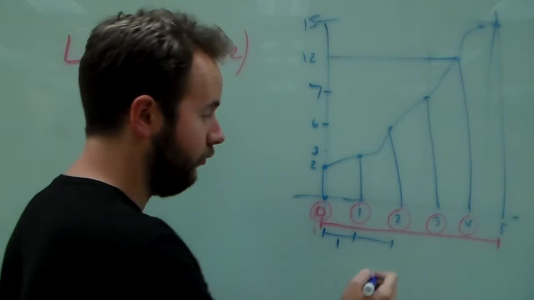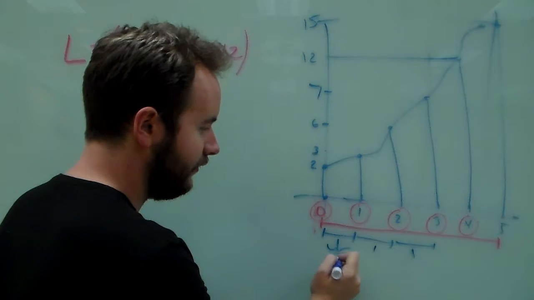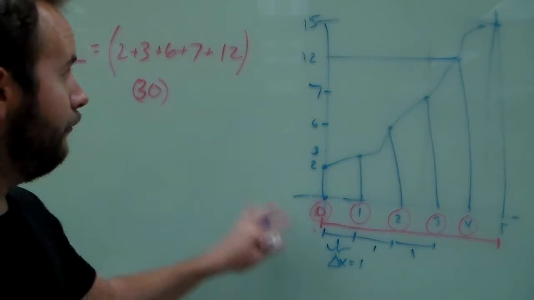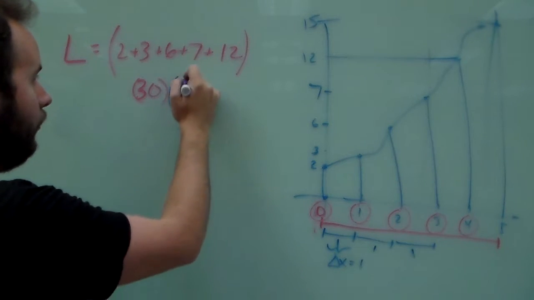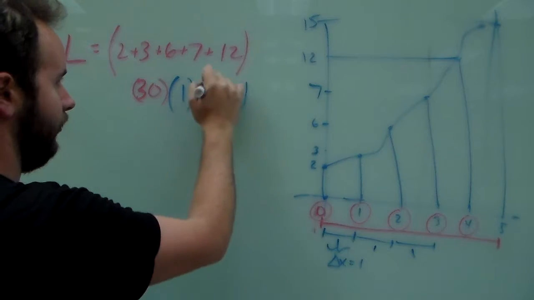The spacing between 1 and 2 is 1. The spacing between 2 and 3 is 1. We can see that our delta x equals 1. So I'm going to multiply this entire summation by 1. That doesn't change much of anything, but that means your left-hand approximation is 30.